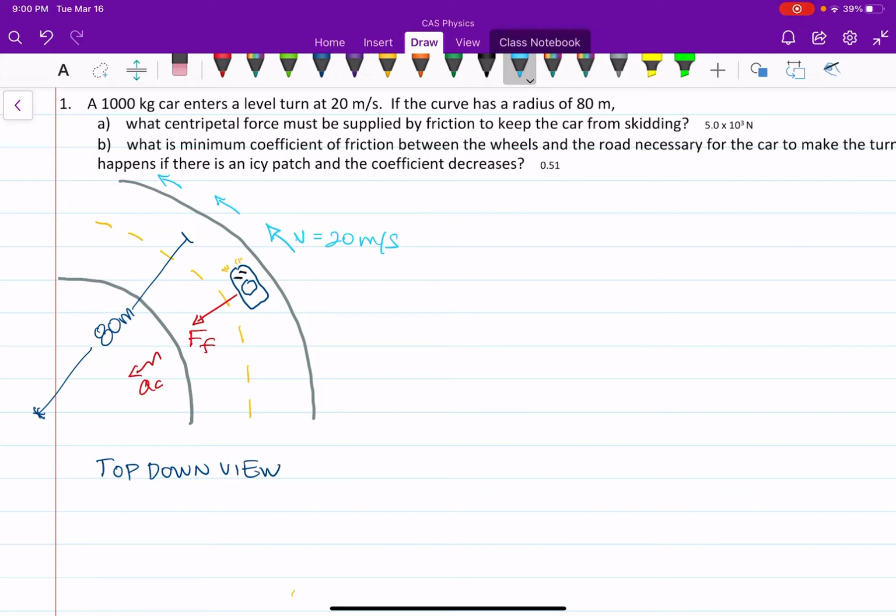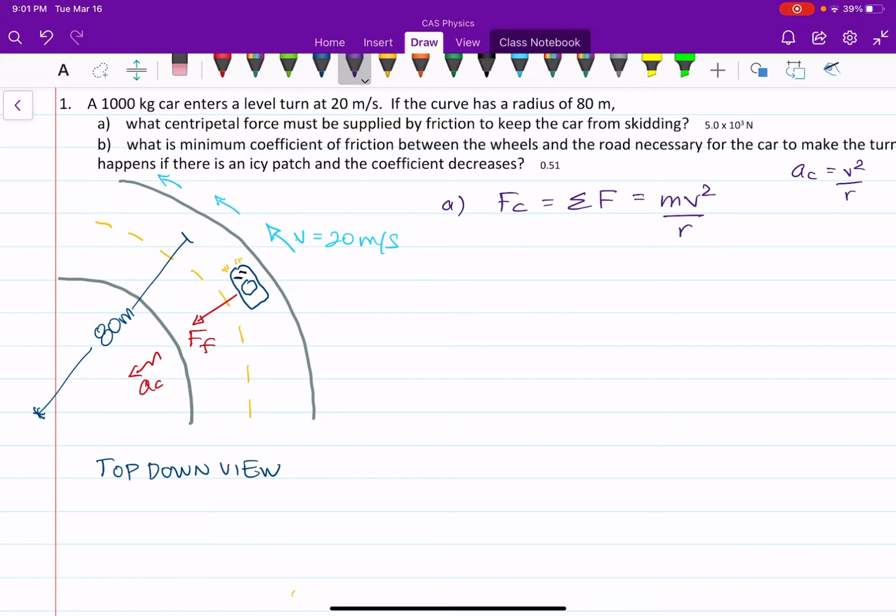The question is asking in part A, what centripetal force must be supplied by friction in order to keep the car from skidding? Well, we know that the centripetal force is not an actual force, it's the sum of the forces. And the sum of the forces is equal to mv squared over r. We used to say ma, but since a_c equals v squared over r, that's where we get this equation from. This is the one we're going to use each time we try one of these problems. In this case, there's really only one force along the direction of the motion.